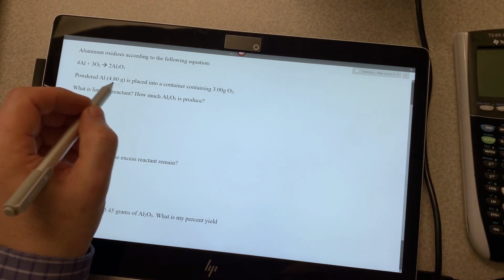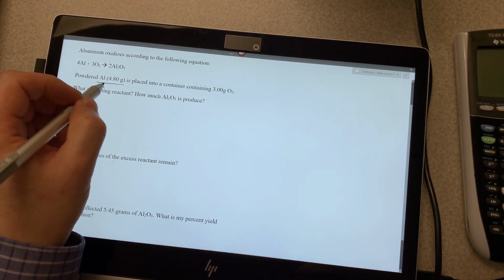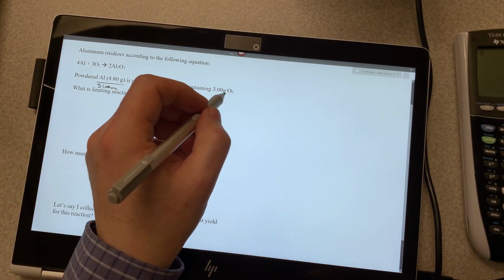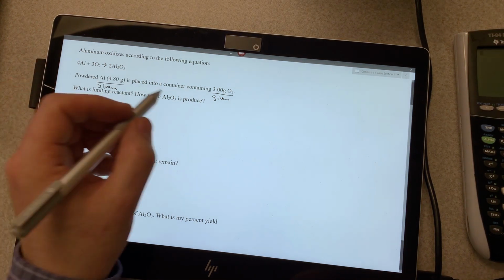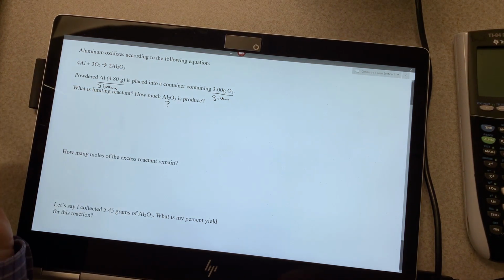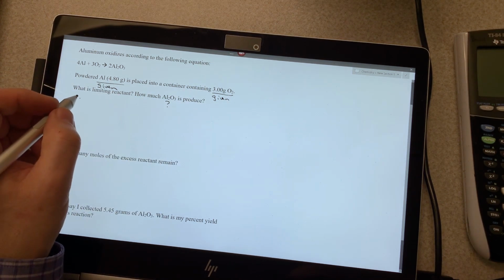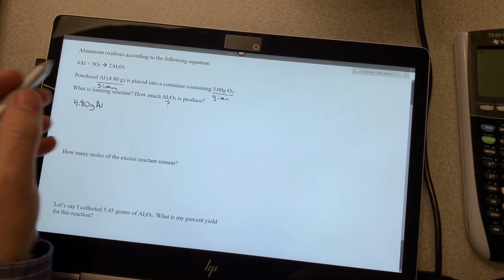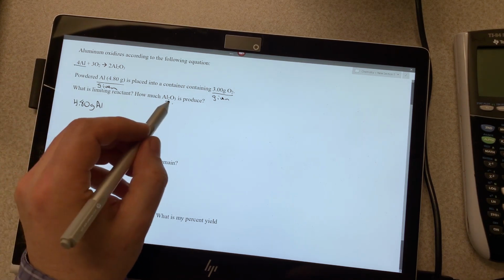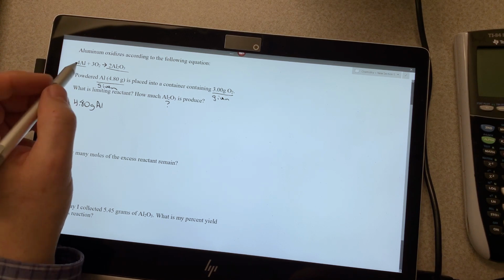Let me identify first that this is one of my givens, right? And here is another one of my givens. I am asked about aluminum oxide, so that's what I need to find. So I've got 2 things to do here. I'm going to start with 4.80 grams of aluminum, right? That's this. And I'm trying to get to aluminum oxide, so I'm trying to go there, right?